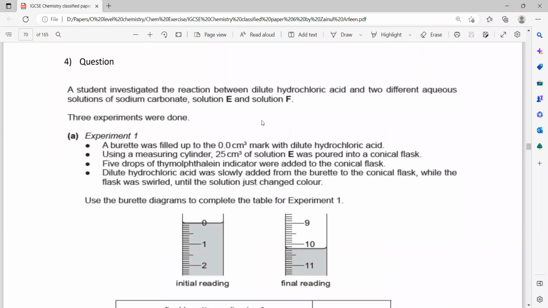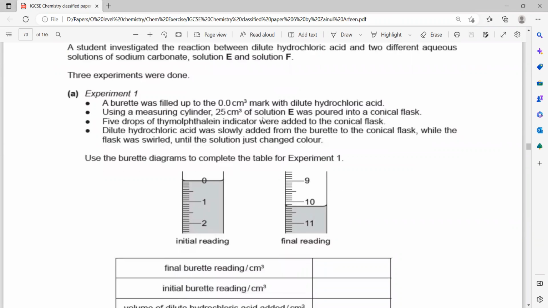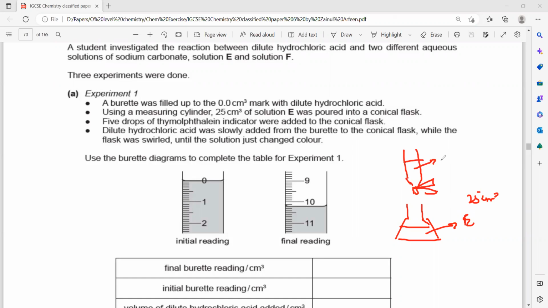A student investigates the reaction between dilute hydrochloric acid and two different solutions of sodium carbonate. A burette was filled to the 0 mark with hydrochloric acid. So this time the unknown solution is in a conical flask. Using a measuring cylinder, we fill 25 cm³ of E. The unknown solution is in the conical flask, and the known solution, the hydrochloric acid, we use for both experiment 1 and experiment 2.